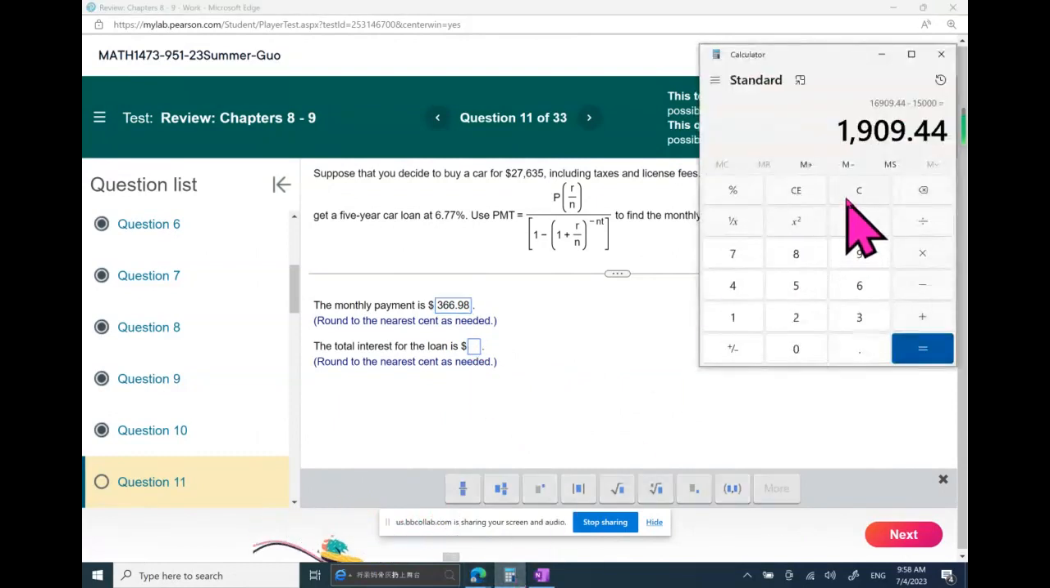We had a similar thing, right? Total interest. So you pay $366.98 over 5 years every month, right? So multiply by 60. That's how much money you give the dealer. You give it to the dealer, and you owe the dealer. Oh, I have to figure out how much you owe the dealer.